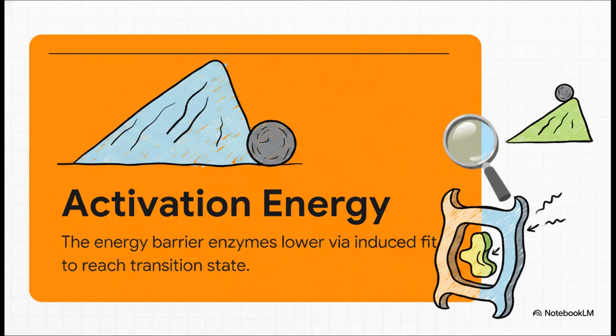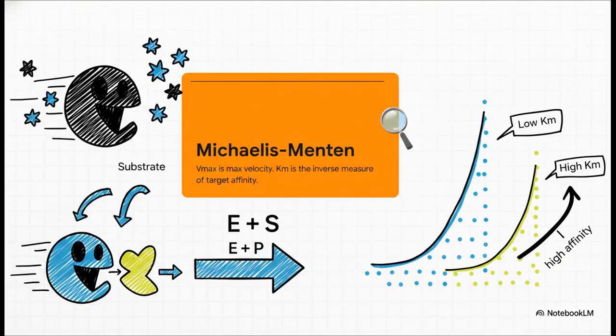It acts like a microscopic vice, bending and straining the chemical bonds of the target to its absolute breaking point, making that leap over the energy barrier dramatically easier and millions of times faster. The mathematical language we use to describe this incredible efficiency is called Michaelis-Menten kinetics.